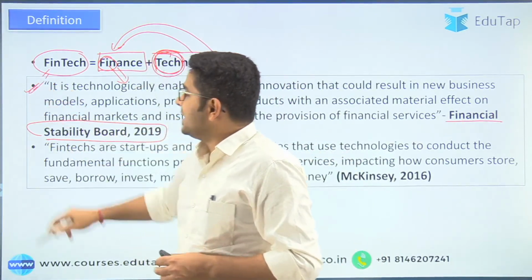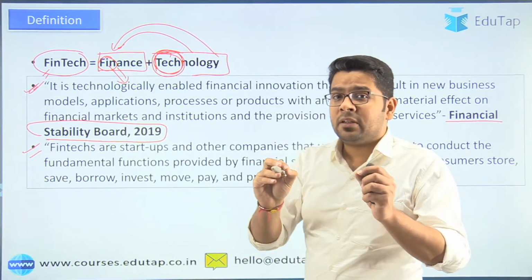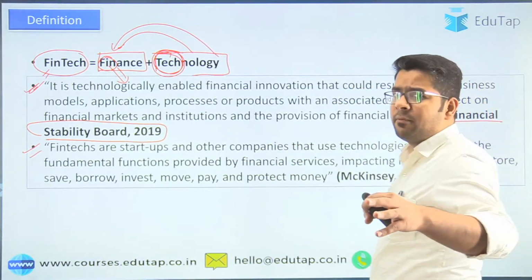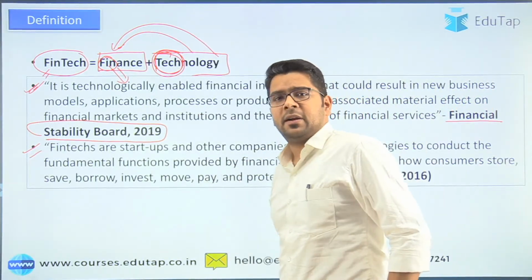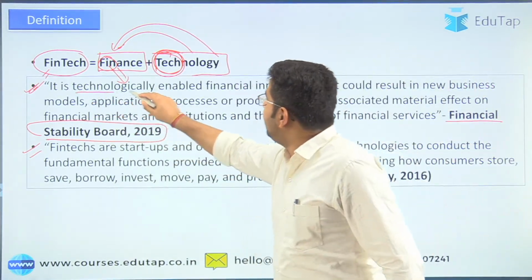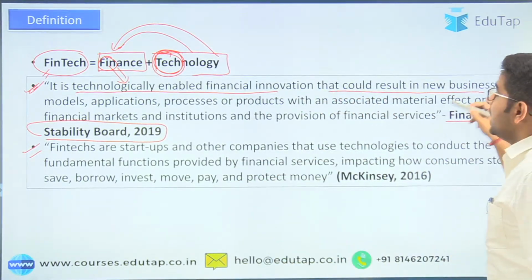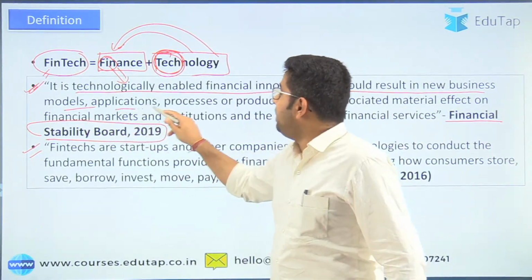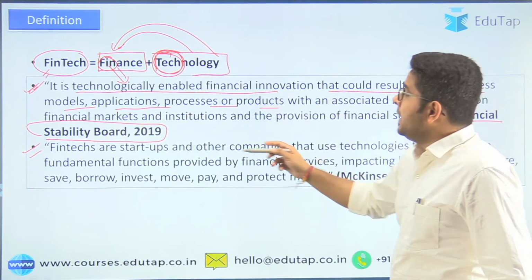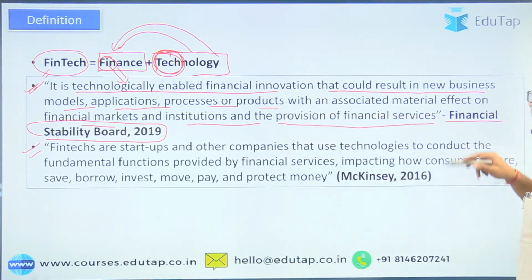Okay, so these are the two standard definitions that have been given. Let us read the first definition, which has been given by the Financial Stability Board. We won't read the second one, which is given by McKinsey. Just read it. It is the technologically enabled financial innovation that could result in new business models, applications, processes, products with an associated material effect on financial markets and institutions and the provision of financial services.